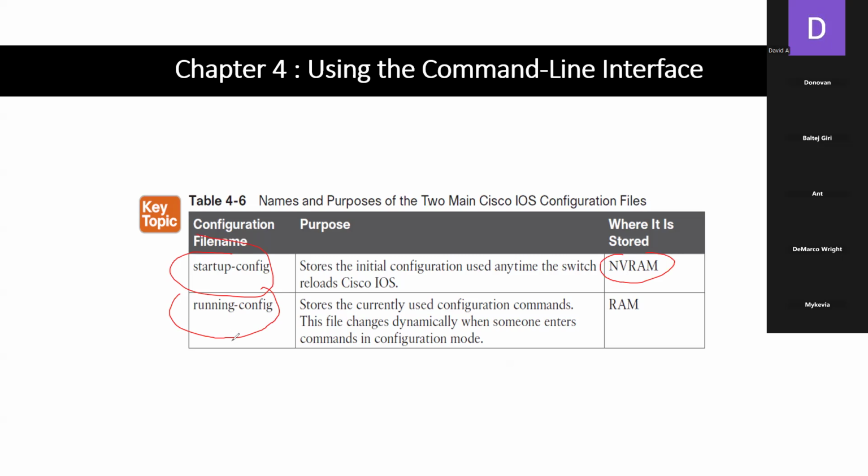So, what does that mean? If Gary and Mykevia are making changes to the switch, it's going to be stored in RAM. If they do not save the configuration and the switch loses power, it will lose those configuration changes that Mykevia and Gary have made, unless they go ahead and save the configuration.